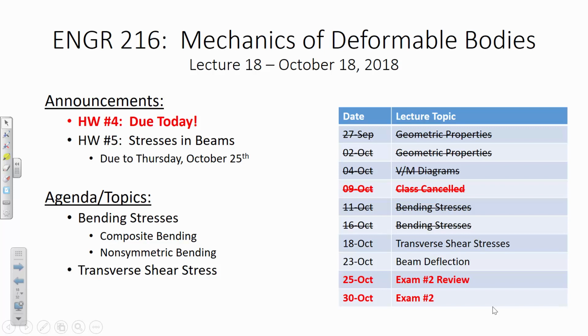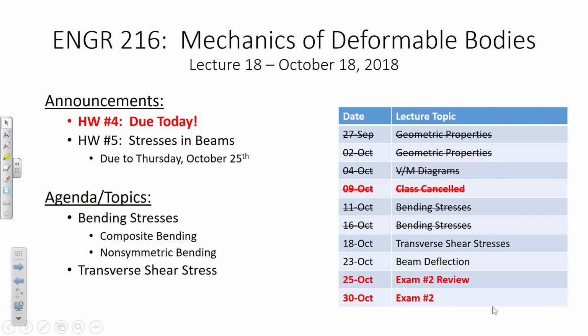Okay. So today, I want to try and knock out as much bending stress stuff as I can, or beam stuff as I can, I should say. We're going to finish the composite bending example today, and then we're going to get into transverse shear stress. Transverse shear stress is a pretty straightforward process. It's not that difficult. The derivation is a little, I don't want to say intense, but it's interesting to say the least. But we'll do that. We'll probably do the derivation today.